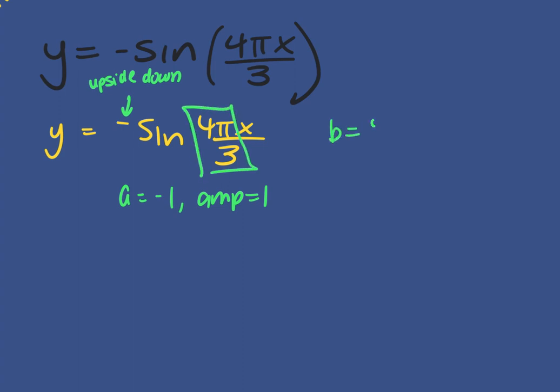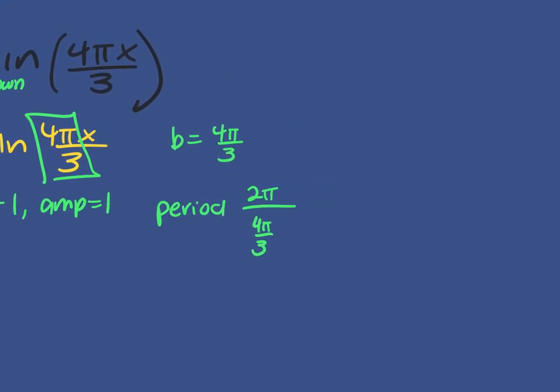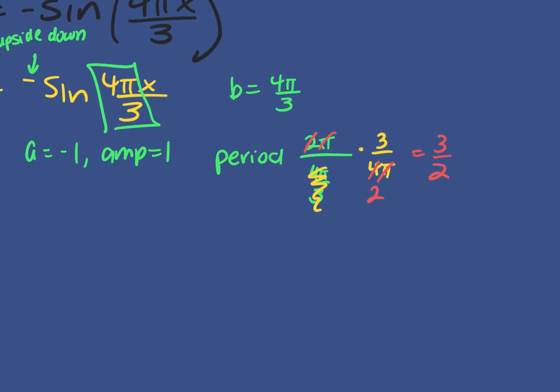So B is actually 4 pi over 3. The period is 2 pi over that. So I would keep, change, flip it. And then 2 goes into 4 twice, and the pi's cancel. And my period is 3 over 2. There's no rule that says period has to have pi in it. So like people tend to freak out if it doesn't, but it doesn't have to.